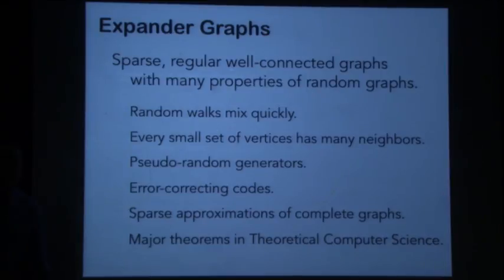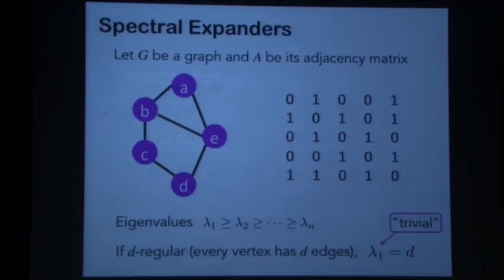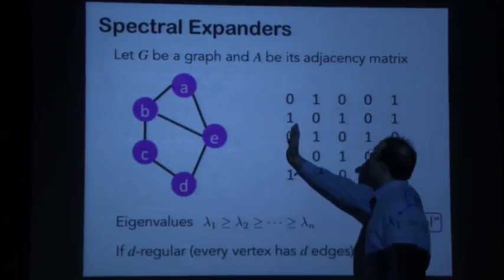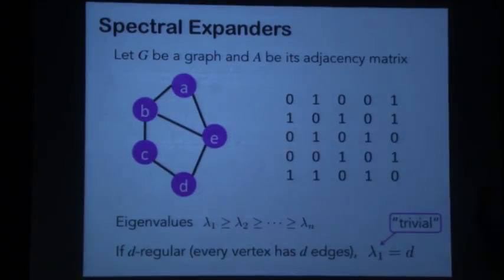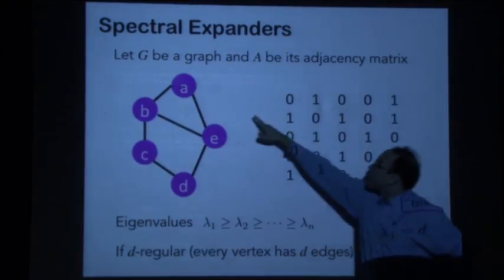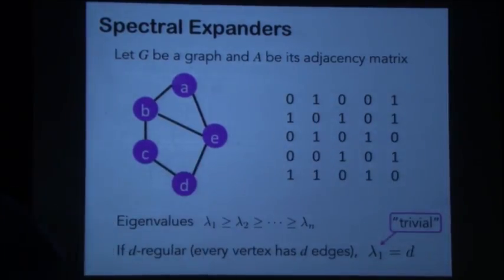Let's do some definitions. The way we will define expanders for today is by looking at the eigenvalues of the adjacency matrix of the graph. So for example, for this graph here, I should have labeled my vertices probably 1 through 5, because A corresponds to column 1 and row 1 in this matrix, and so E corresponds to row 5 and column 5. The adjacency matrix of a graph has a 1 in the off diagonals corresponding to an edge. So this 1 corresponds to the edge between A and B, and they're symmetric.